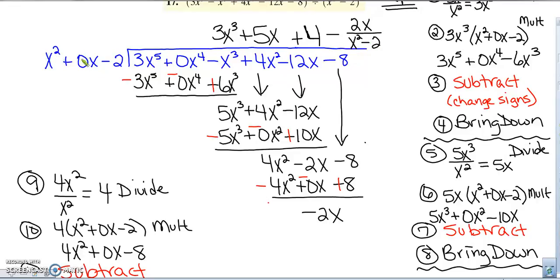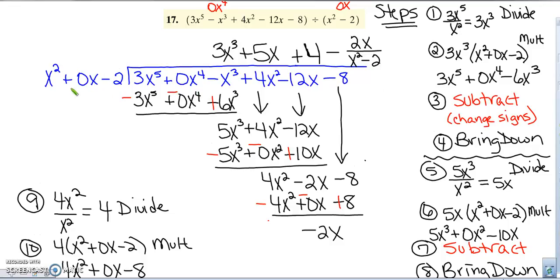Notice I did not include the 0x in the divisor because it's not needed. The purpose of the 0x and the 0x squared was to put in a placeholder for us so that you notice throughout the process our like terms all line up as they should.